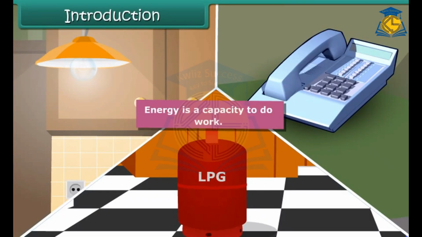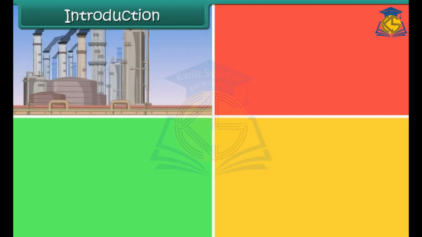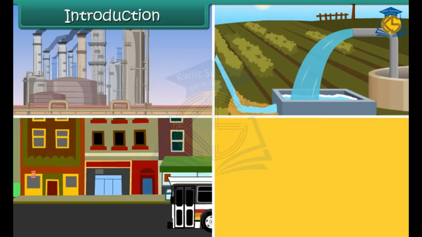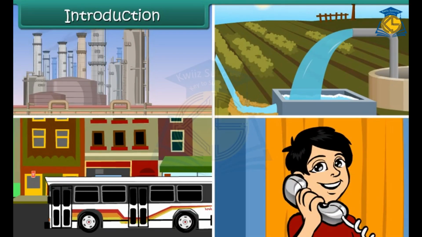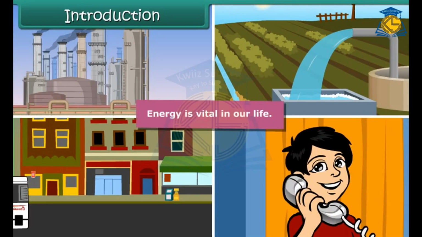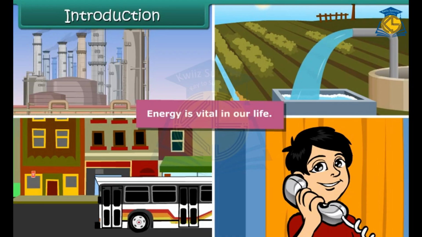Can you imagine life without these devices? All these devices consume energy. We also need power for industry, agriculture, transport and communication. So power or energy plays a vital role in our lives.